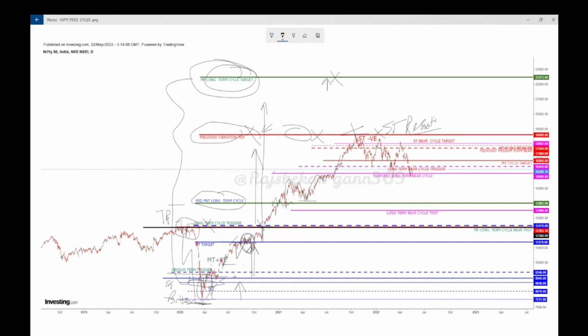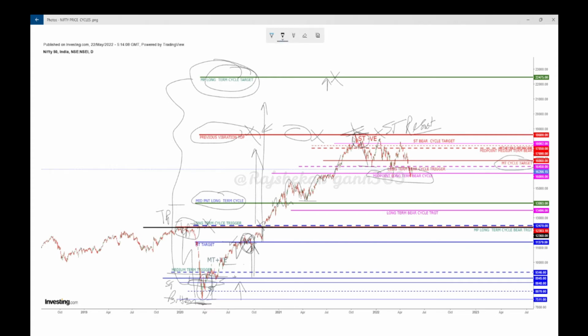Now here the same process and the same pattern will continue. From here we made a top which is related to the previous top. Now from this top, this was the short term bear cycle, and after that this triggered a medium term bear cycle. Now we came back to the midpoint of medium term cycle target, which is also medium term cycle target.